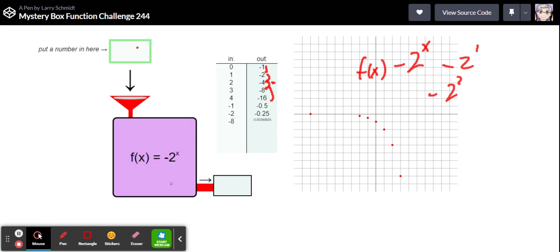And there it is. So f of x equals -2 to the x power, and we can graph that as well. Beautiful curve that just shoots down super fast after it crosses the y-axis.